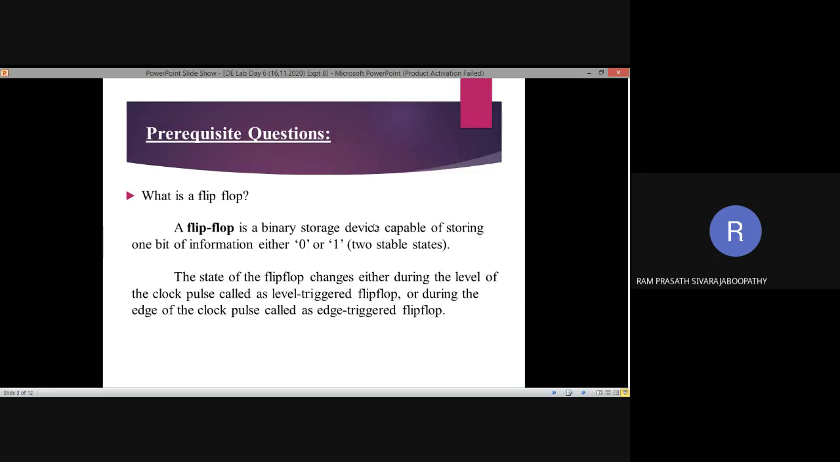So the state of the flip-flop changes either during level of the clock pulse or during edge of the clock pulse based upon level triggered or edge triggered. In our laboratory, we are designing level triggered flip-flop. Please make a note of it. We are designing level triggered flip-flop. Kindly take a screenshot. I will move to next slide.